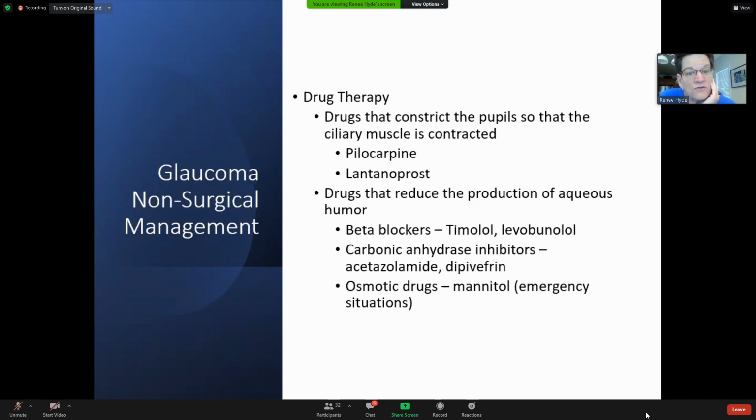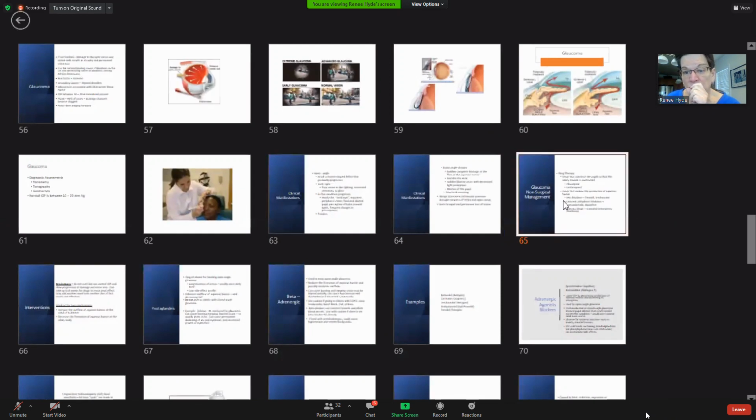Now, some of the other drugs that are going to reduce the production of aqueous humor are carbonic anhydrase inhibitors and osmotic drugs. Typically, those osmotic drugs like mannitol you would use in an emergency situation to rapidly try to get that intraocular pressure down. Mannitol is usually given IV to try to get that down.